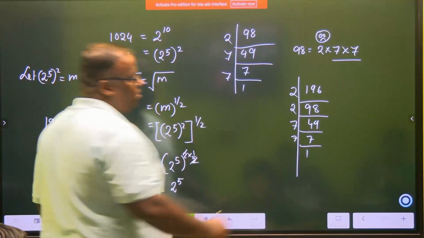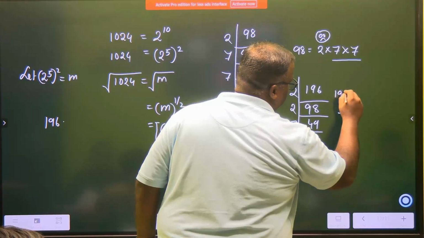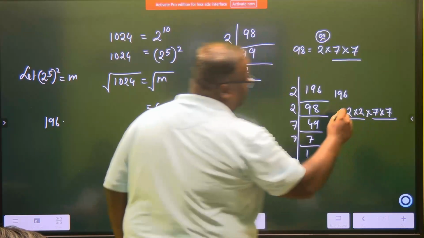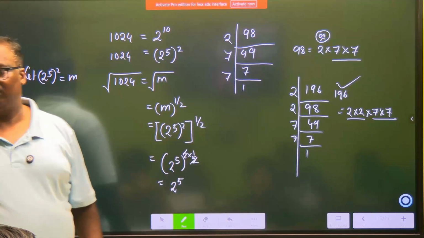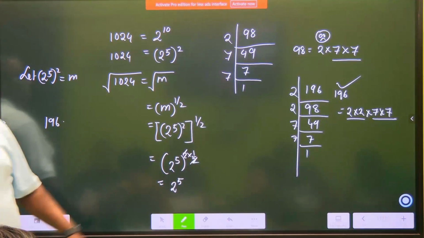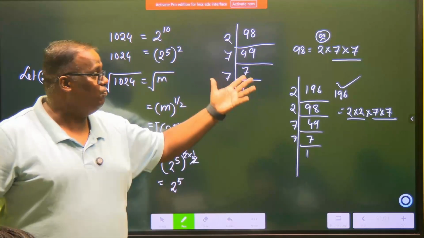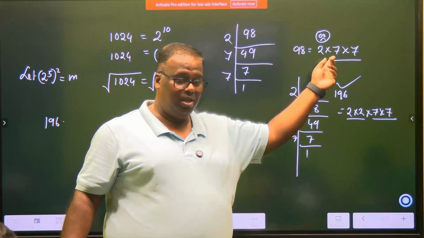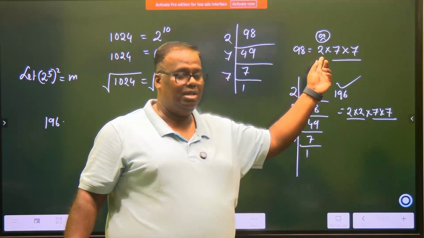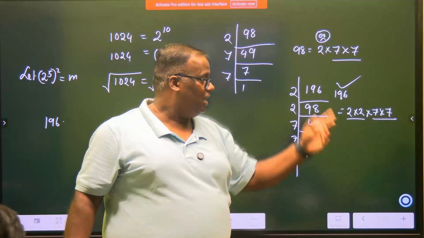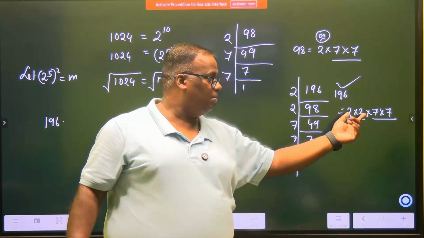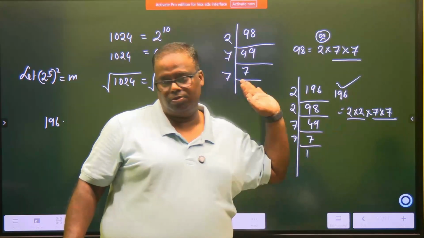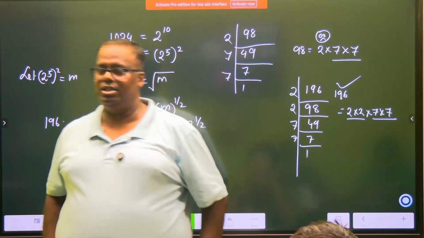Now look at the prime factorization. 196 can be written as 2 into 2 into 7 into 7. यह भी पेयर में है, यह भी पेयर में है, this is a perfect square. 14 का स्क्वायर है। 98 में प्राइम फैक्टर्स 2 and 7 हैं, इनमें पेयर ढूंढो। 7 पेयर में नहीं है, 2 पेयर में है, ये परफेक्ट स्क्वायर नहीं है। लेकिन यहां वही 2 और 7 आ रहे हैं, यहां पेयर है, अब कोई अकेला नहीं है, ये परफेक्ट स्क्वायर है, and 14 squared is 196.